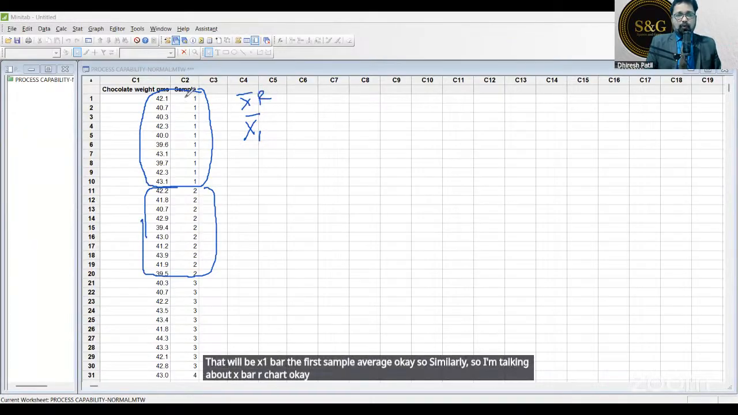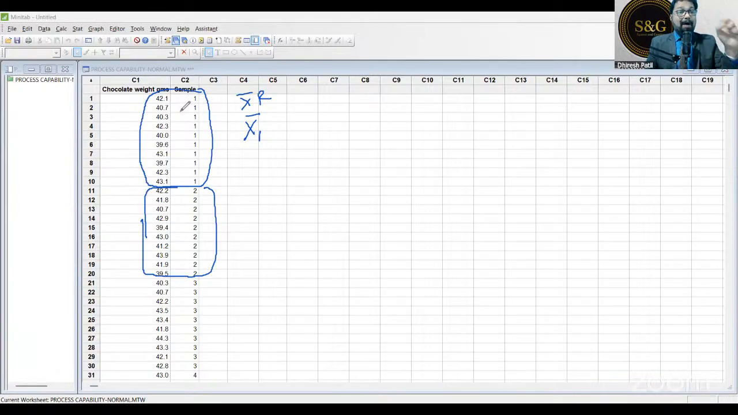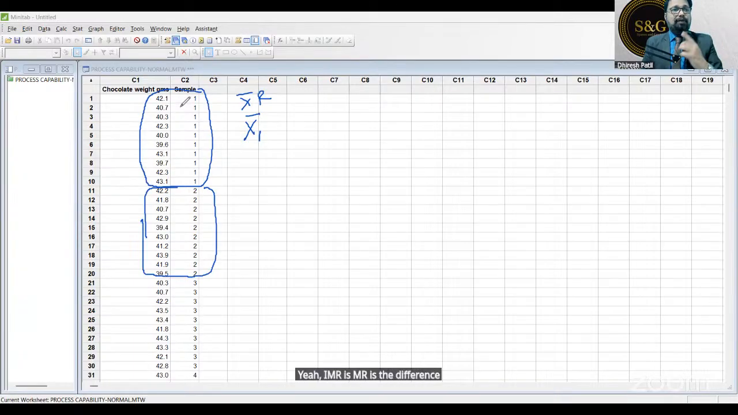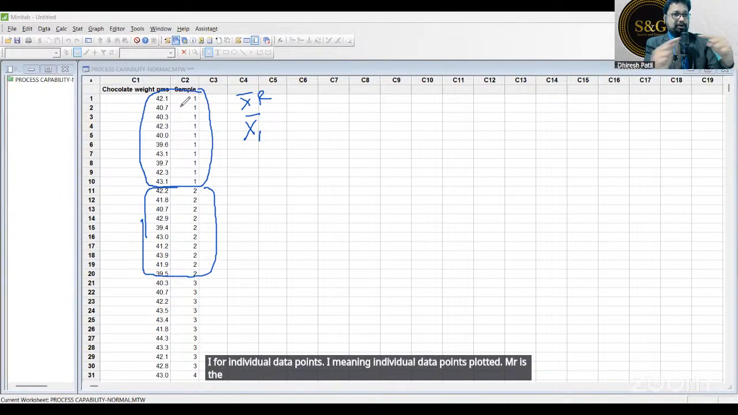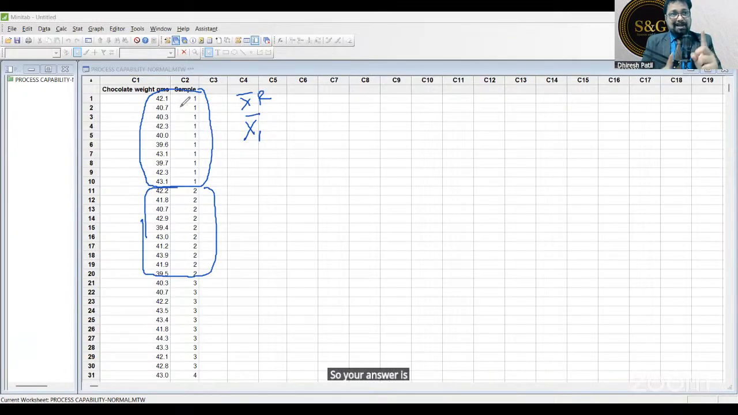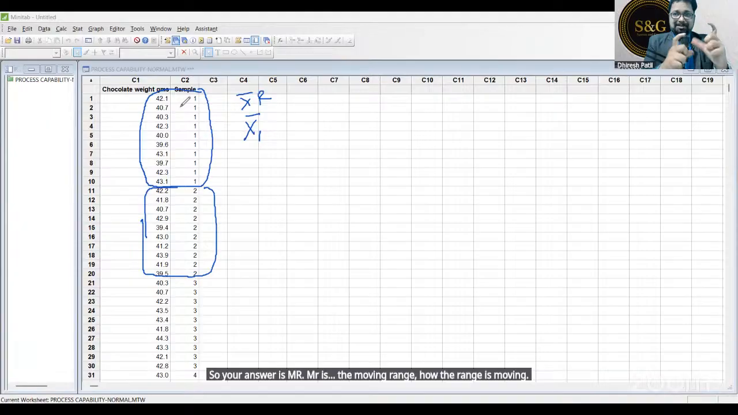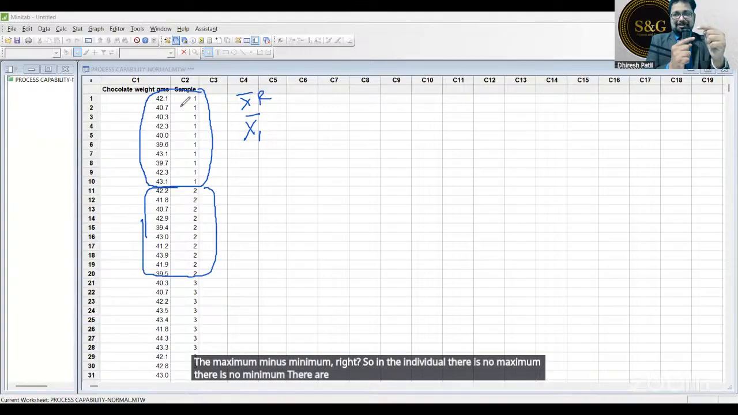So what is the range, by the way? MR is the difference between two consecutive data points. I is for individual data points, meaning individual data points plotted. MR is the distance between two consecutive points. Clear? So your answer is MR, the moving range. How is the range moving? What does range mean? The maximum minus the minimum, right? So in the individual chart, there is no maximum and no minimum. There are only two data points. So what is the range? The distance between these two data points is called the range. And how it is moving, that is called the moving range chart.